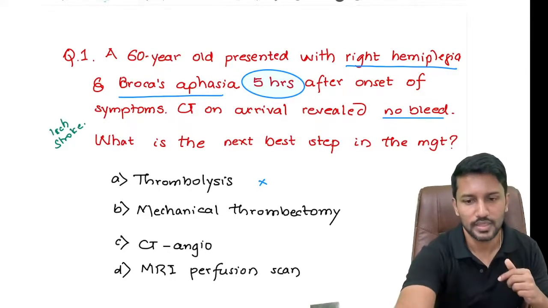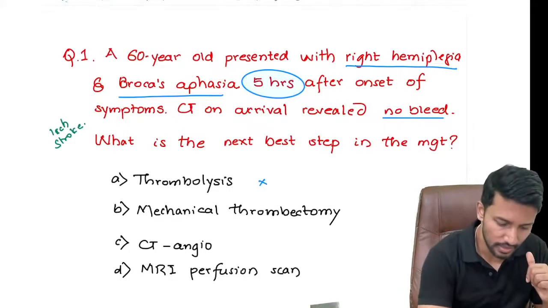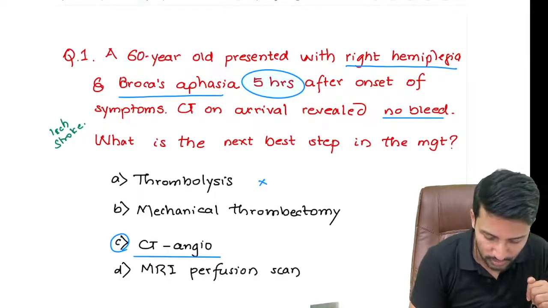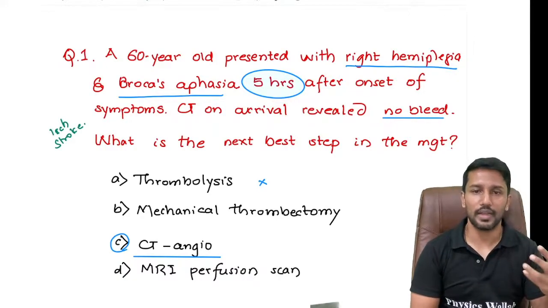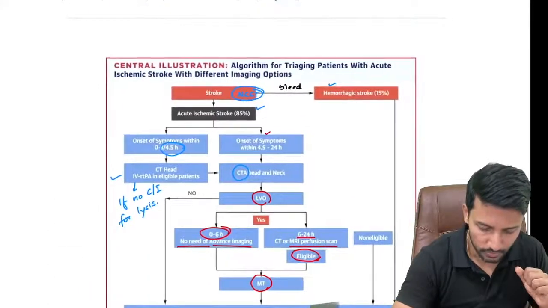Only when we do a CT angio, right? So the ideal next step here will be to go ahead with the CT angio. If the CT angio shows that there is a large vessel occlusion, then the case becomes fit for mechanical thrombectomy, right? So please go through this flowchart one more time.